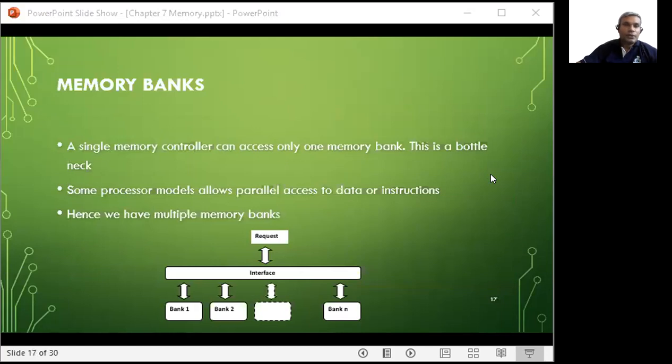Sometimes you need to access multiple data items to run an instruction. If you can access these multiple data simultaneously, it will be much faster. To support that, you can partition the memory into several banks and have a separate controller for each of these banks. So you can load multiple values from multiple banks in parallel.